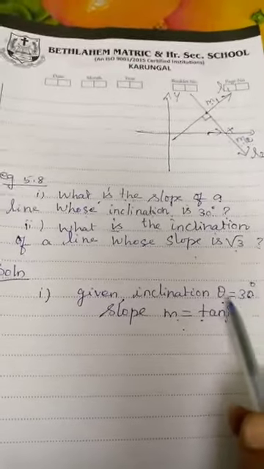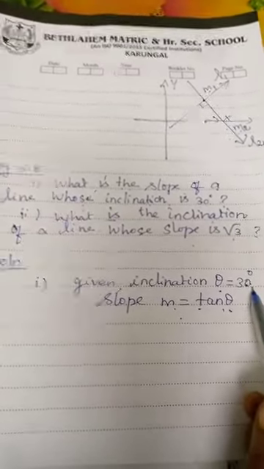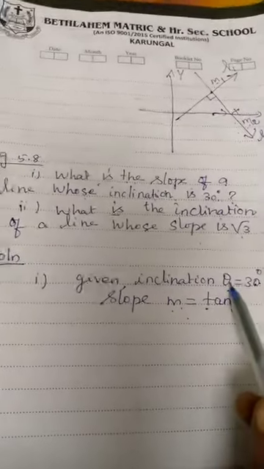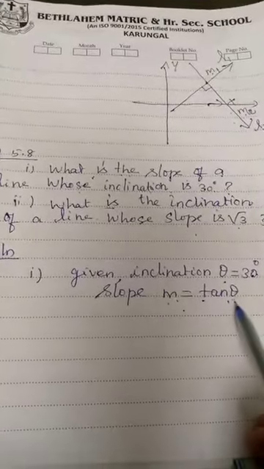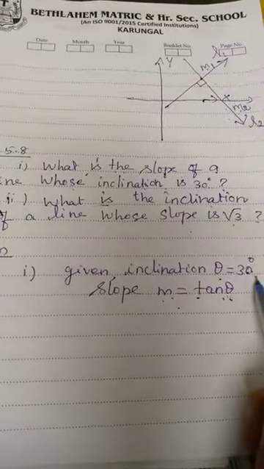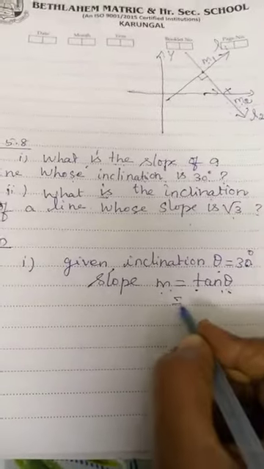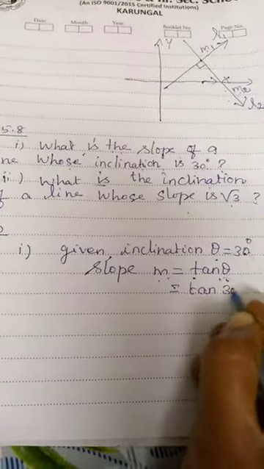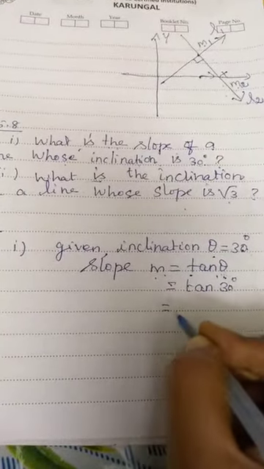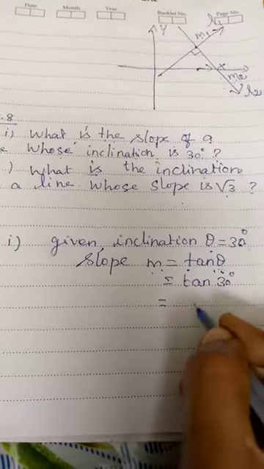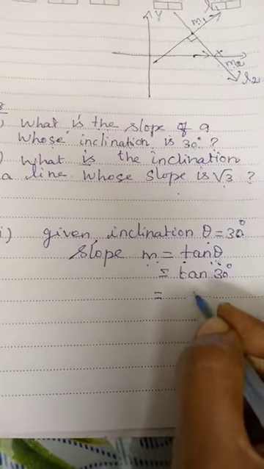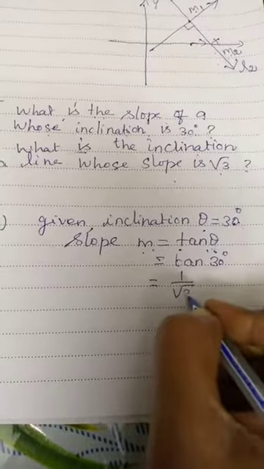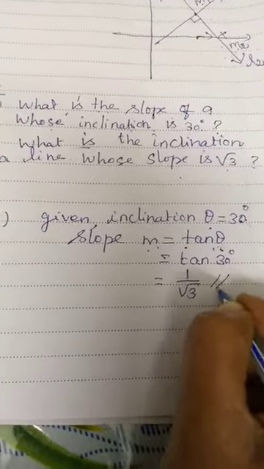What is the value of theta given? 30 degrees given. What is the formula? m is equal to tan theta. So in place of theta we apply 30 degrees, which is equal to tan 30 degrees. What is the tan 30 degree value? Do you know the trigonometric table? Tan 30 degrees is 1/√3. First subdivision answer over.